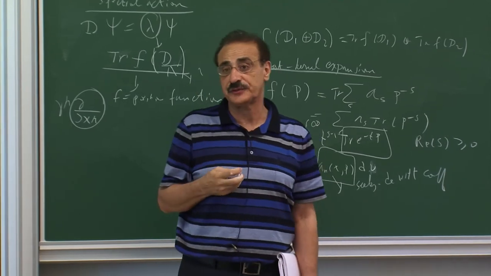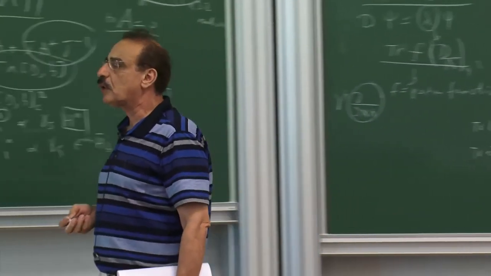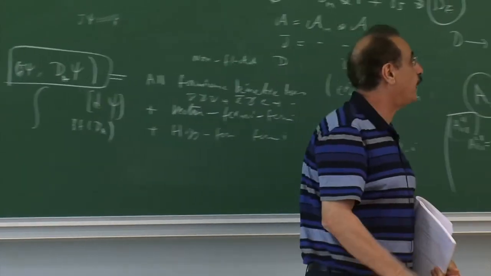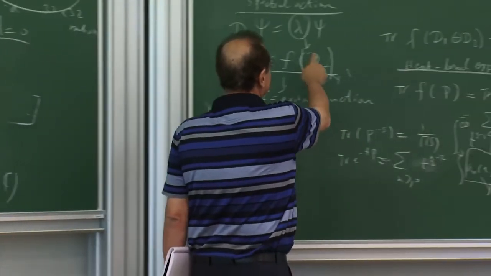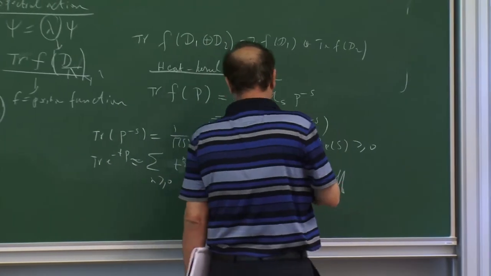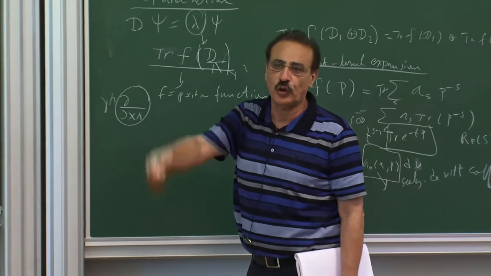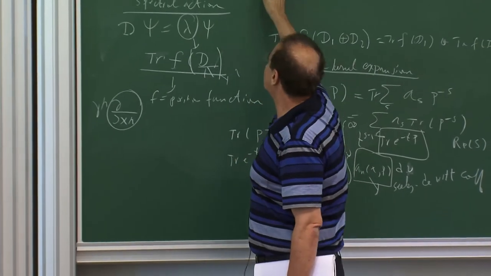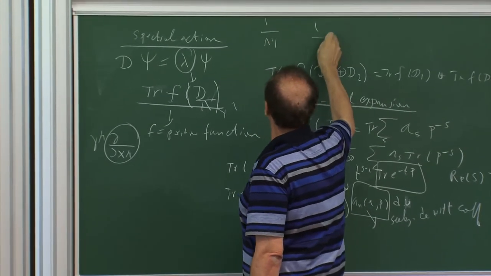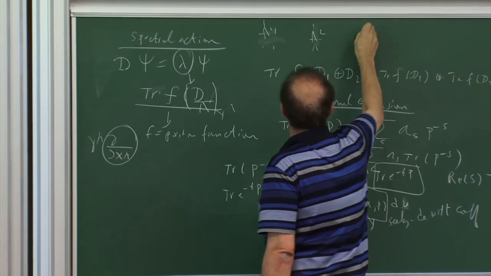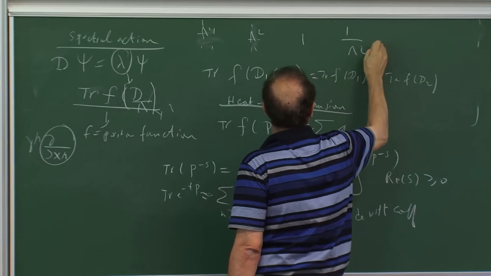It's an asymptotic series, yeah. I will say why it's useful in physics, because the point is that this is a function of D over lambda, and it will be clear when I write the expansion, it will be an expansion in 1 over lambda. So the first term will be lambda to the 4, then lambda squared, then 1 over lambda squared, and so on.